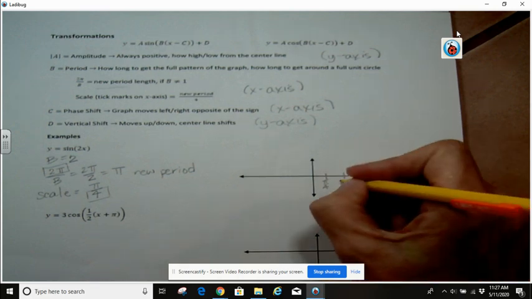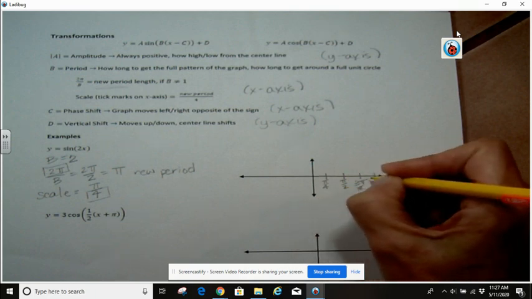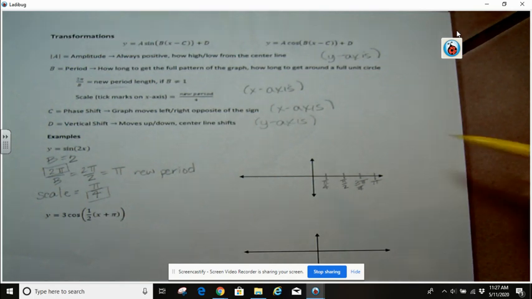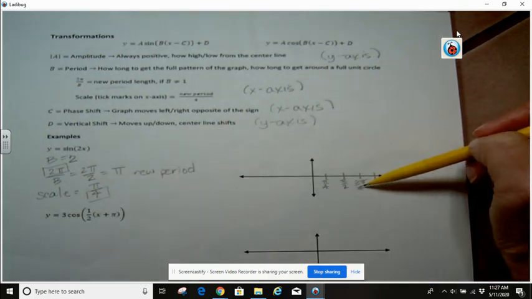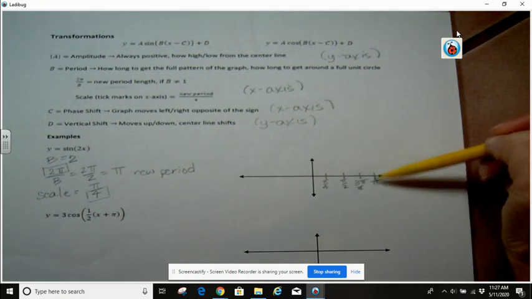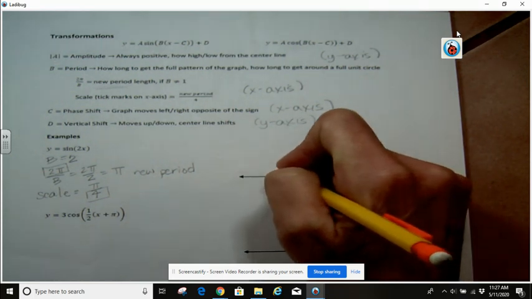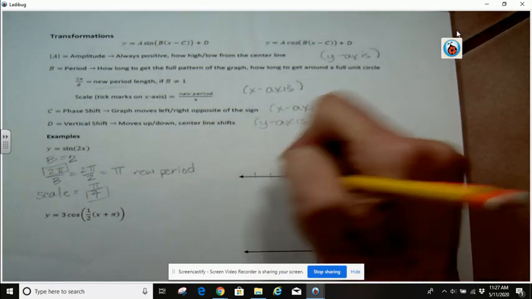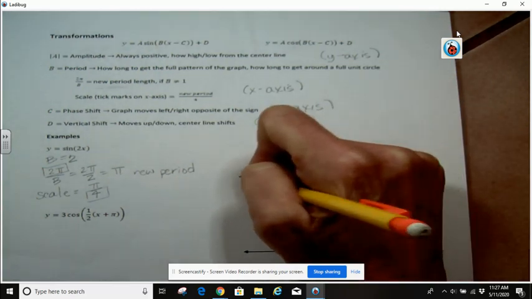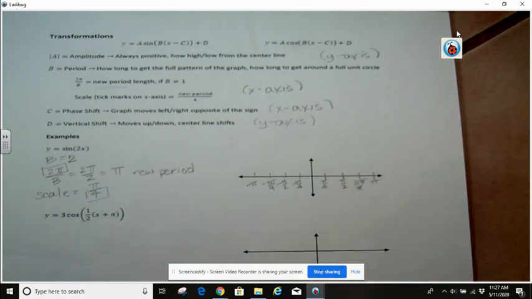Well, 2 pi over 4 reduces to pi over 2, and then 3 pi over 4, and 4 pi over 4 reduces to pi. Okay, so the scale is pi over 4: 1 pi over 4, 2 pi over 4, 3 pi over 4, 4 pi over 4. The new period is always going to be that fourth label. Whatever you label on the positive side, you do the exact opposite on the negative side: negative pi over 4, negative pi over 2, negative 3 pi over 4, negative pi. And that was the only change for this one.